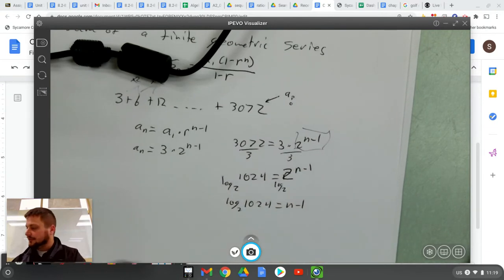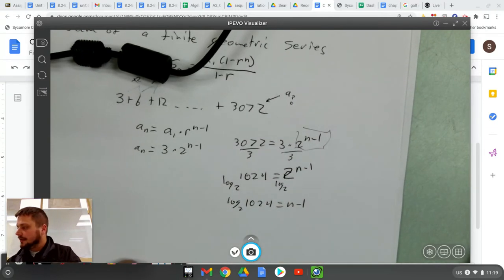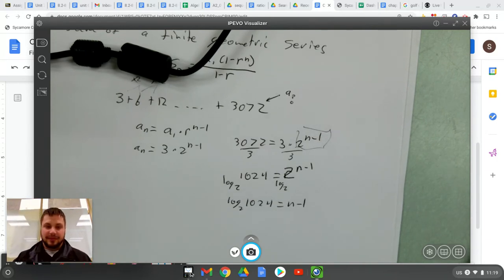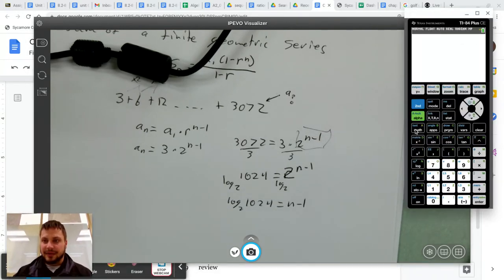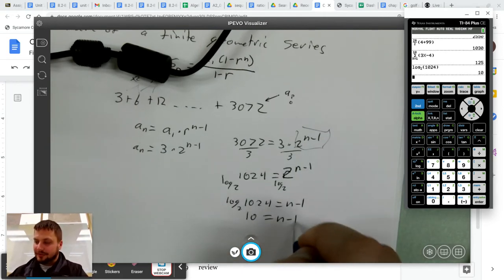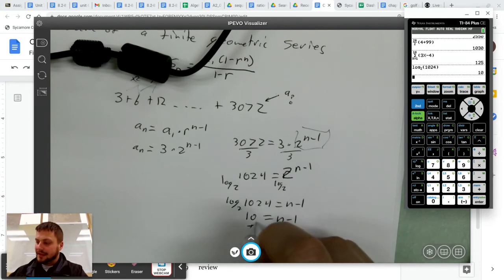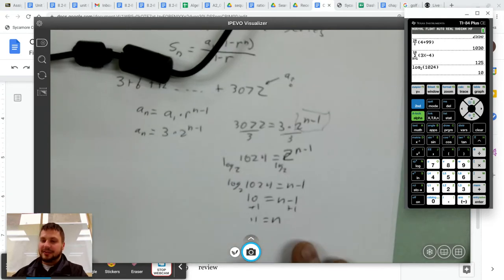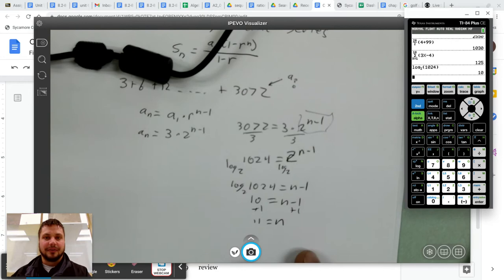What is log base 2 of 1024? I can do it on this calculator so you can actually see me do it. Math, arrow up and get the log base. 2 of 1024 is 10. So 10 equals n minus 1. So I plus 1 and realize that 3072 is the 11th term.